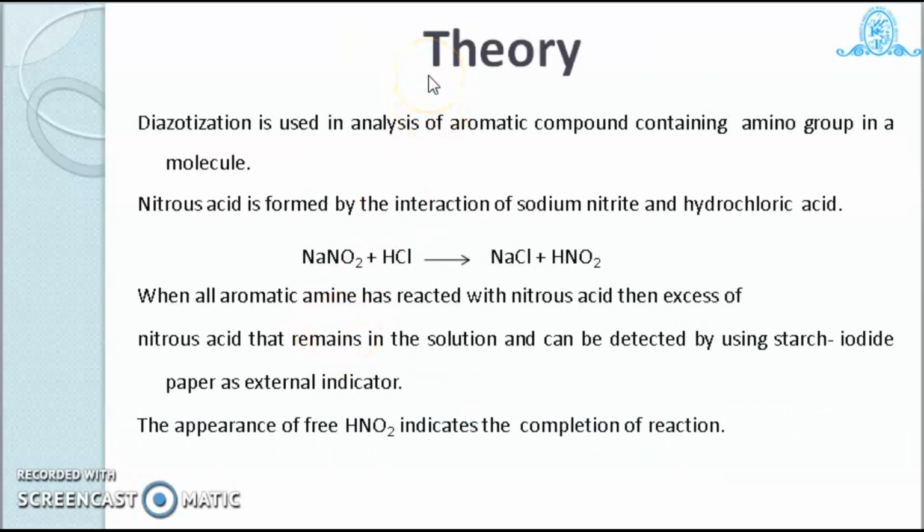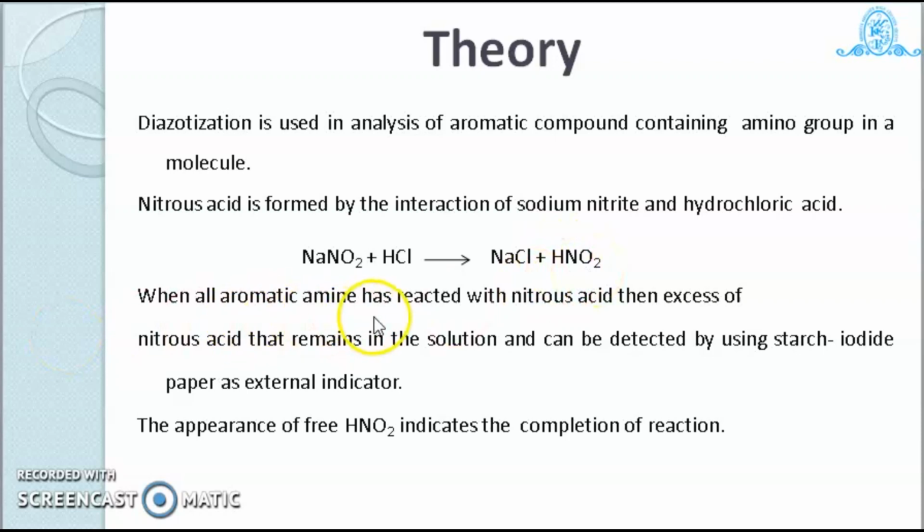Next is the theory regarding this practical. Diazotization is used in analysis of aromatic compounds containing an amino group in the molecule. Nitrous acid is formed by the interaction of sodium nitrite and hydrochloric acid. You can observe the reaction: sodium nitrite reacts with HCl to form NaCl and nitrous acid, HNO2.